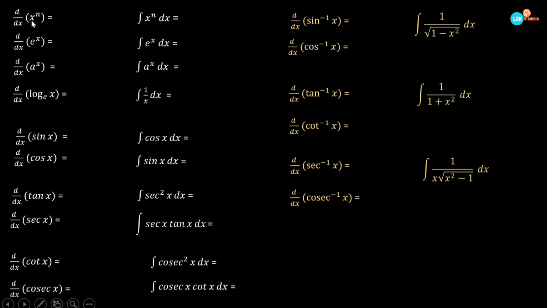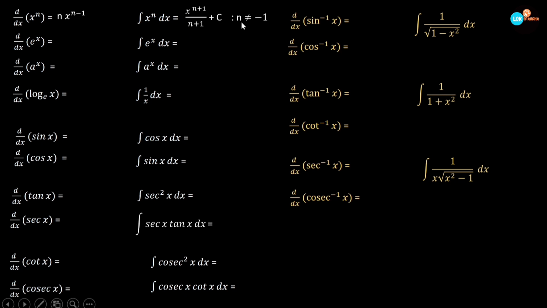Derivative of x to the power n with respect to x is n x to the power n minus 1. But integral of x to the power n dx is x to the power n plus 1 divided by n plus 1 plus c, where c is the integral constant. Here you can just compare. Here you have multiplied by n, but here you have divided by n, and here n minus 1 is there and here n plus 1 is there.